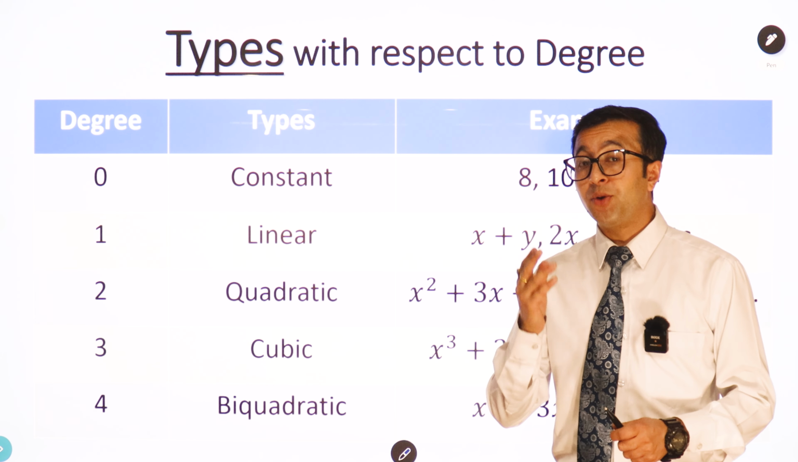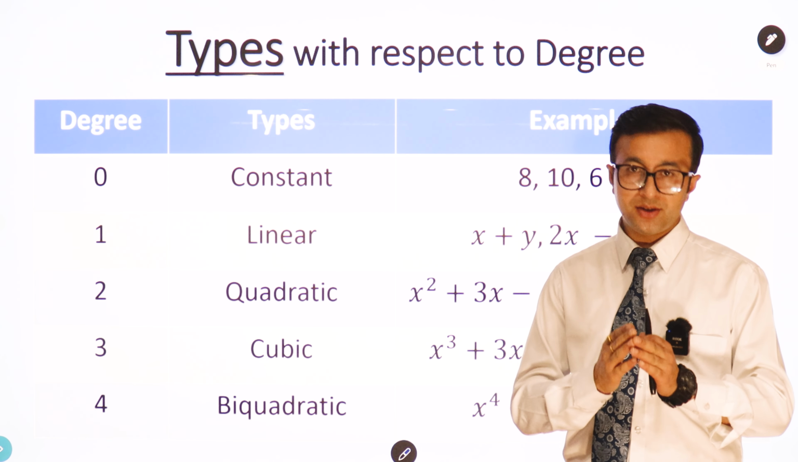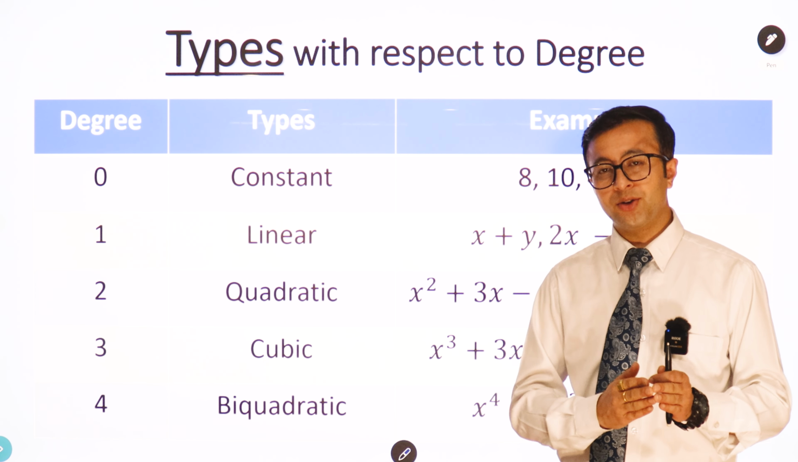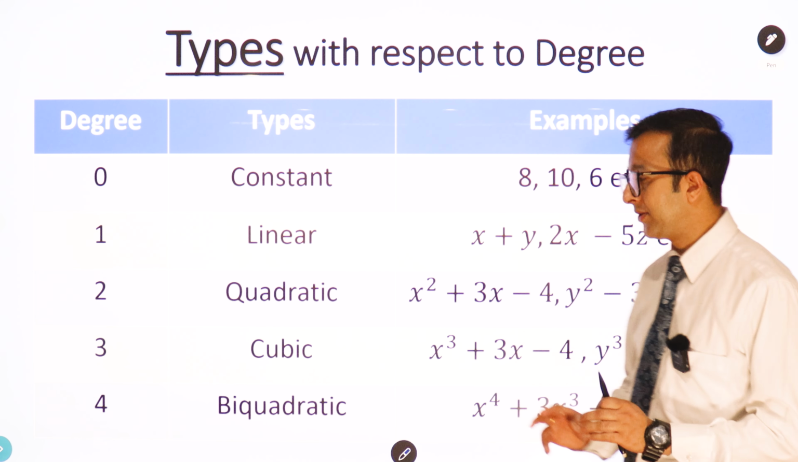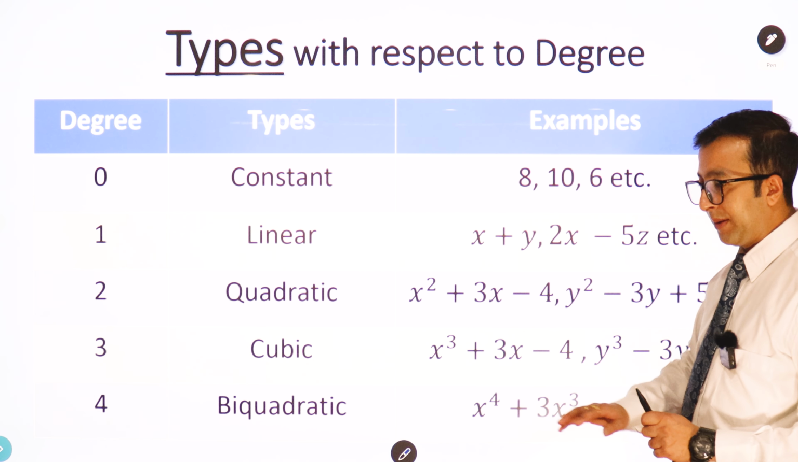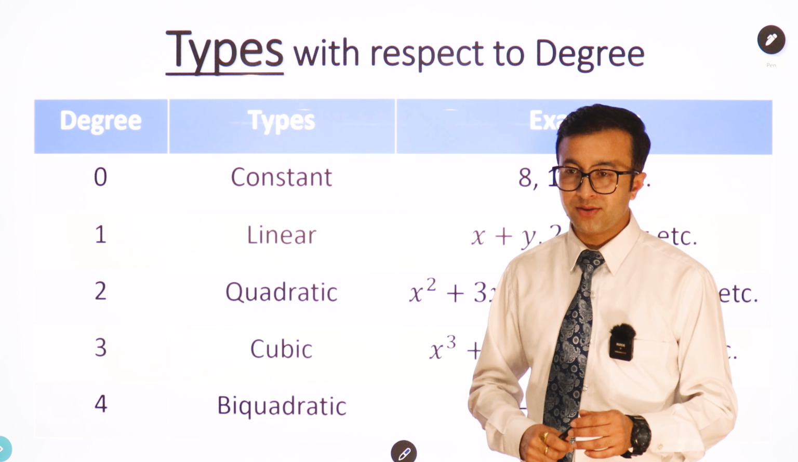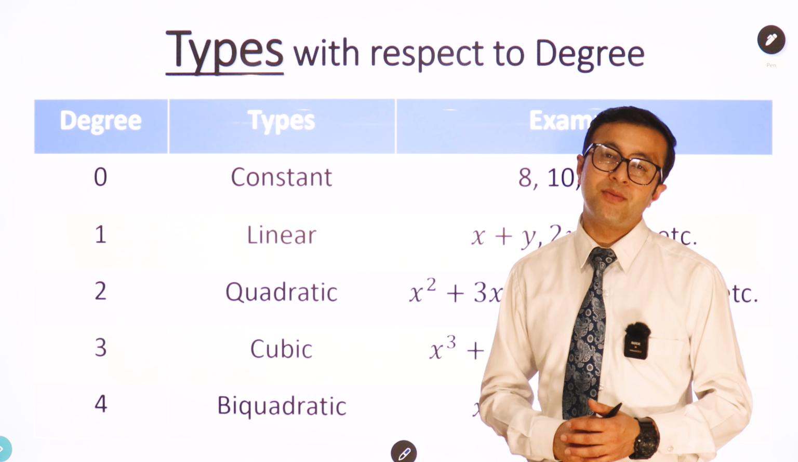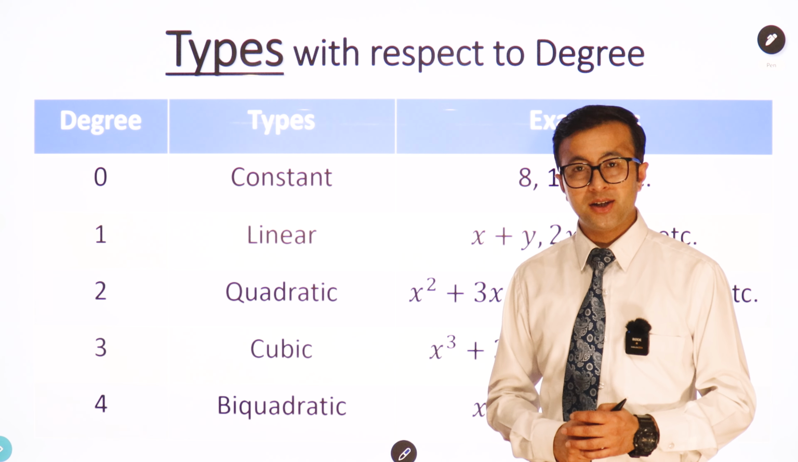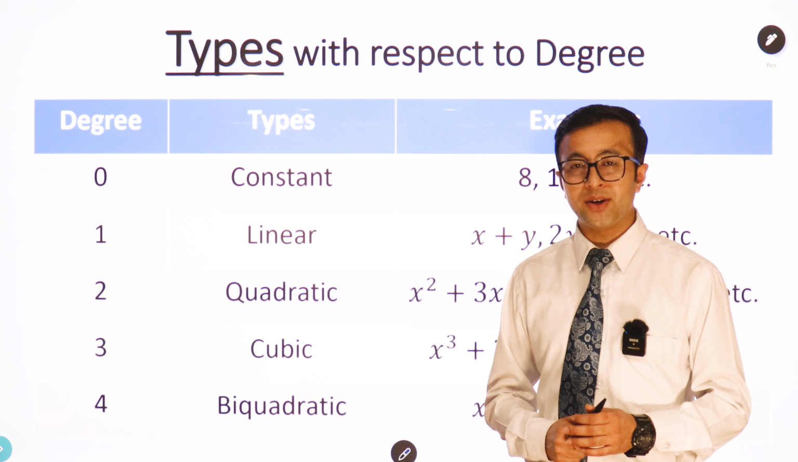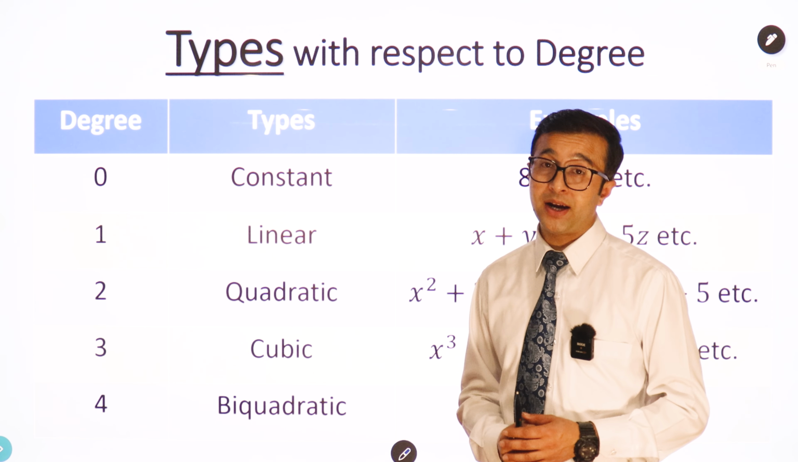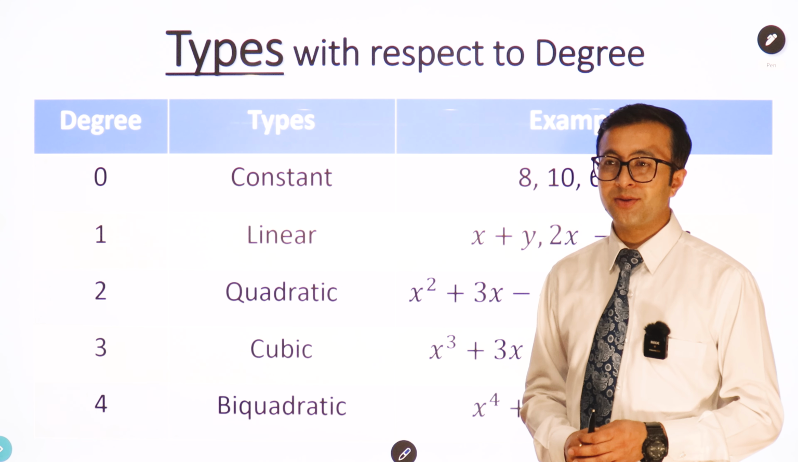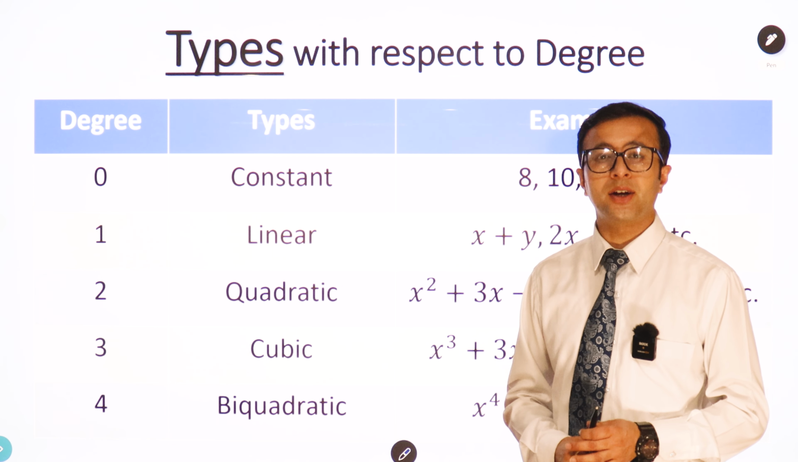So the types of polynomials are divided in two sections. One part is according to the number of terms, and this one is with respect to their degrees. Sometimes in the examination the question may ask you what is the degree of a constant polynomial. Definitely in an MCQ the options will be provided for you. There the options may be 0, 1, 2, 3, 4. The correct option is 0.